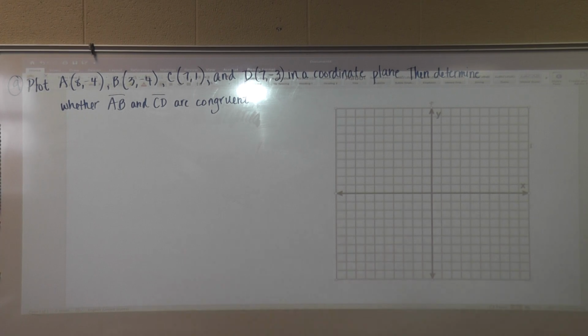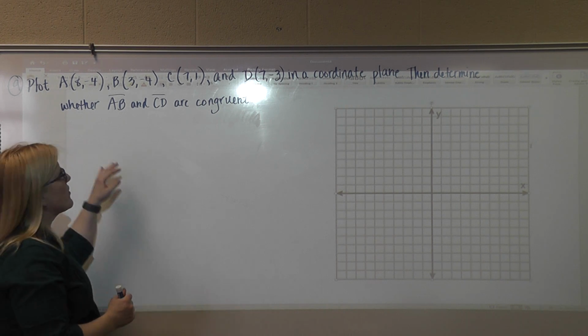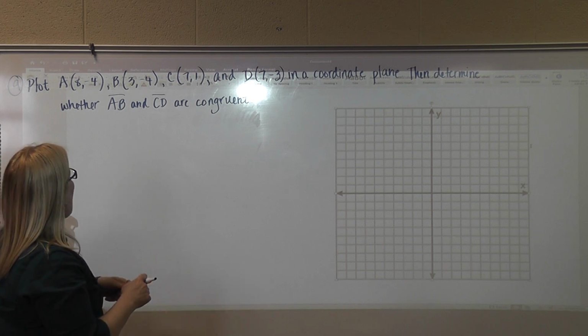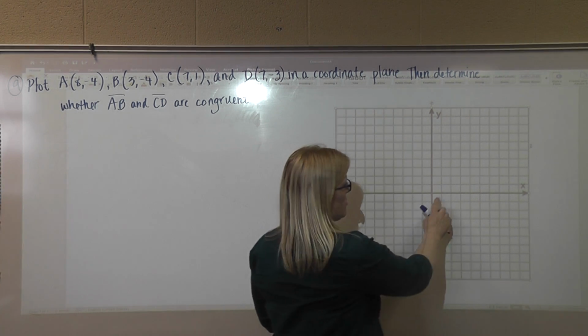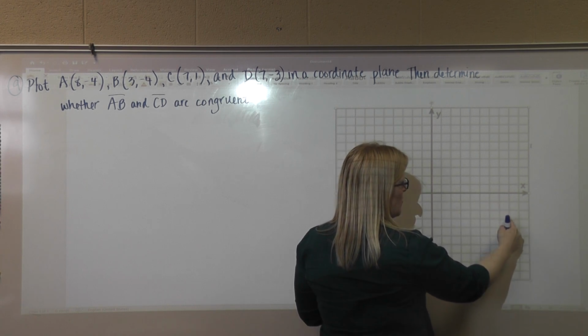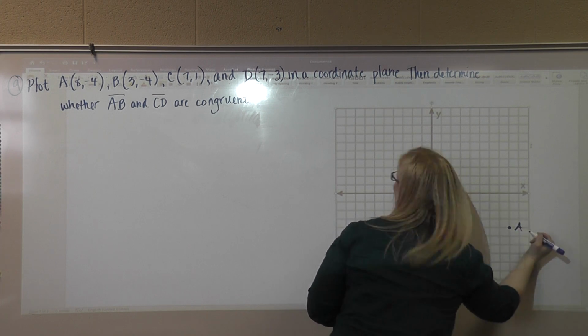All right, number 9, we need to plot some points on the coordinate plane and then decide whether or not some of these segments are congruent. So, A is (8, -4). 1, 2, 3, 4, 5, 6, 7, 8. 1, 2, 3, 4. So here is A.